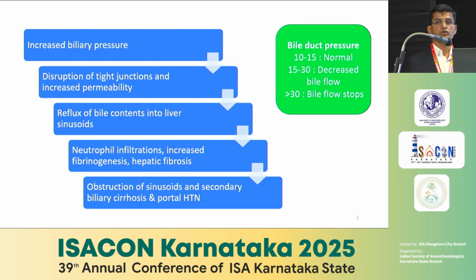So this flowchart tells us when the bile duct pressure increases, there are subsequent changes which lead to increased permeability because of the loss of the tight junctions between hepatocytes and the biliary tract, leading to the reflux of the bile into the sinusoids, leading to neutrophilic infiltration, followed by subsequent fibrogenesis, and then obstruction of the sinusoids, leading to cirrhosis and the portal hypertension.